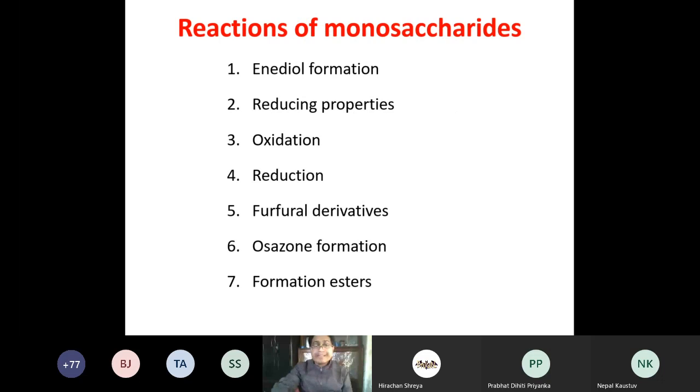Now we'll go to the reactions of monosaccharides. In the reactions, we'll study some reactions: enediol formation, reducing properties. Naturally, reducing properties means oxidation reduction. We'll also describe a little about furfural derivatives, osazone formation, and formation of esters.